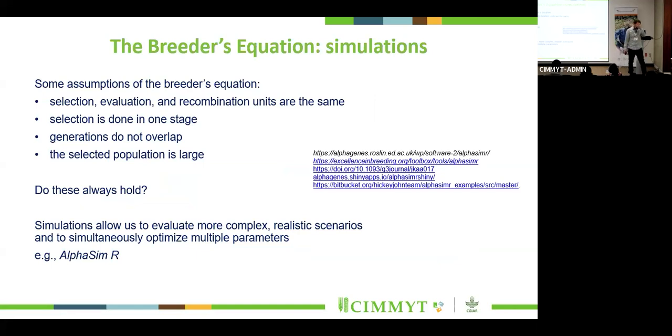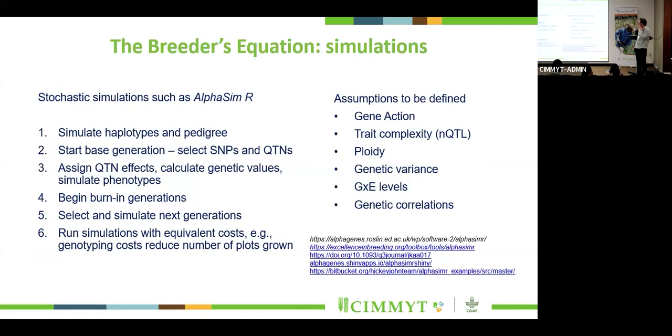AlphaSimR is what people have used a lot here, and it's a good package. If you go to that EiB website I gave you at the start, you can actually get the code for some of these simulations to run yourself. But also your QG lead for your program can do this as well. And these are stochastic simulations.